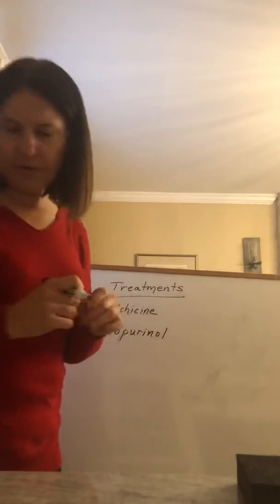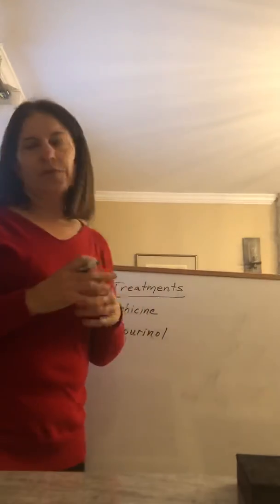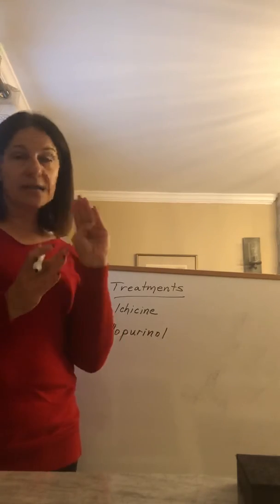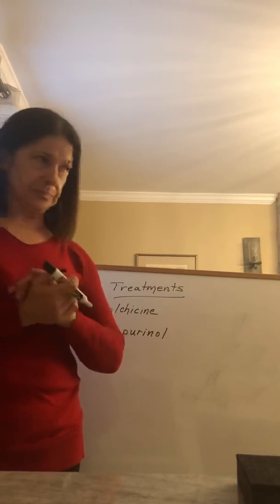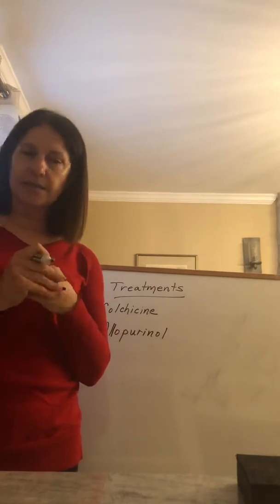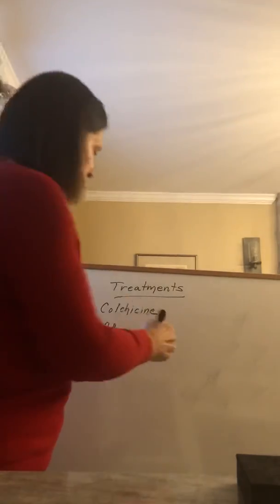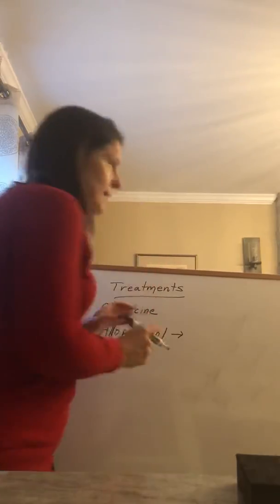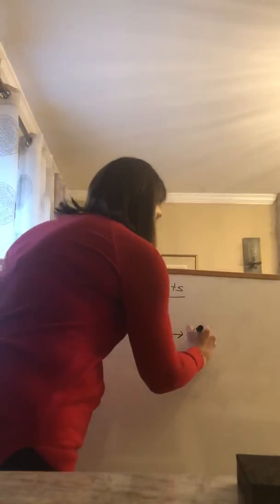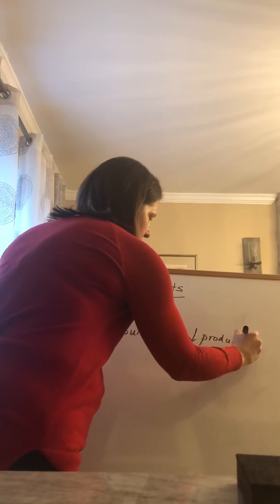Now, allopurinol can be given to, this is two L's, I apologize. Allopurinol can be given to someone who does not have gout but has high levels of uric acid. So it can be used to treat elevated uric acid in a patient that does not yet have gout. Okay, what allopurinol does, and it has some challenges associated with it, is it decreases production of uric acid.